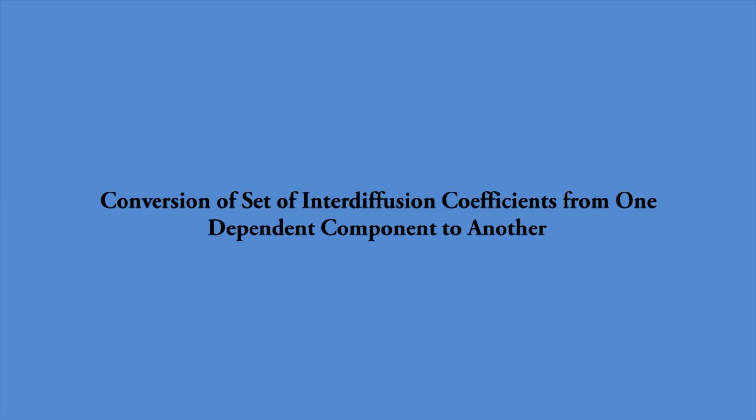Welcome to the 17th lecture in the open course on diffusion in multi-component solids. In this lecture, we will see how to convert a set of multi-component interdiffusion coefficients with respect to one dependent component to that with respect to another dependent component. I have illustrated this with a quaternary system. To make the derivation more general, I have treated the case with varying partial molar volumes in this particular lecture.